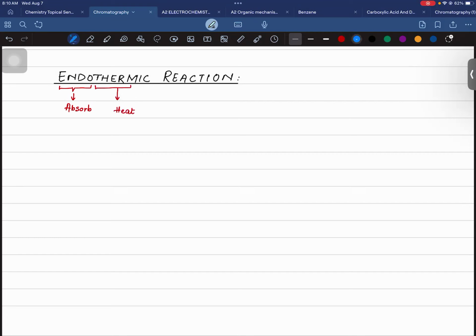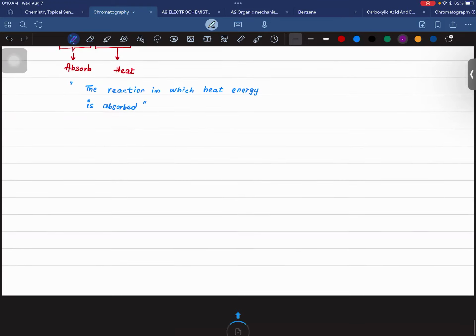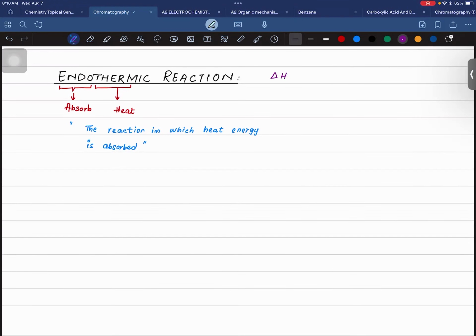Okay, so the reaction in which heat is absorbed. Obviously delta H is positive for that reaction. This positive sign shows energy is absorbed, and negative sign shows energy is released, right?